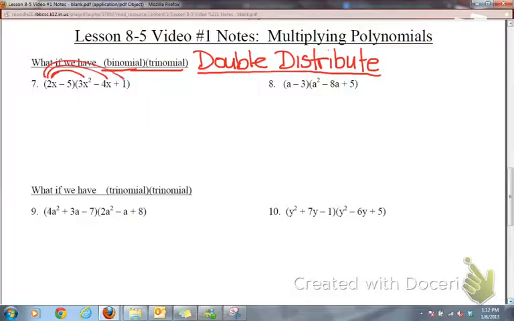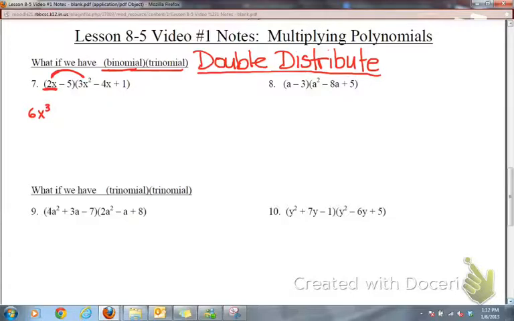So you just have some distributing to do. So let's do that. Let's just go ahead and do example number 7. If I'm just going to start with the 2x, one term at a time here, 2x times 3x squared, and that's 6x to the third. Then stay with your 2x until you're done distributing it.